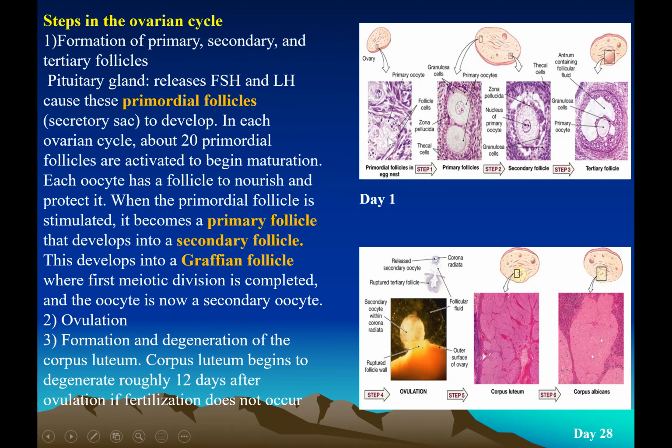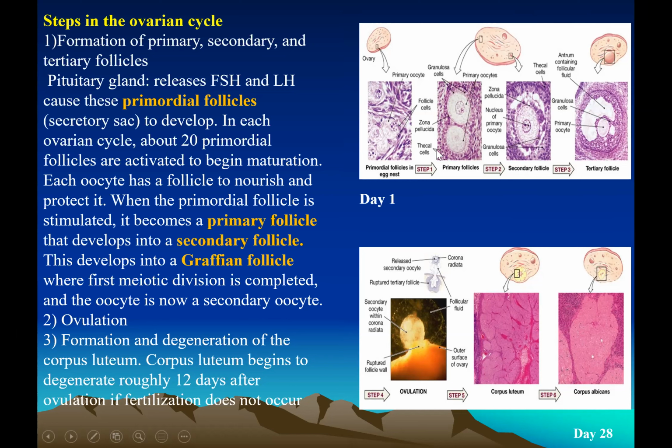So it's called primary oocyte. The primordial follicles are found in the cortex. This is in day 1. When it gets the follicle stimulating hormone from the pituitary gland, when the hormone triggers it, it will differentiate to form the primary follicle.